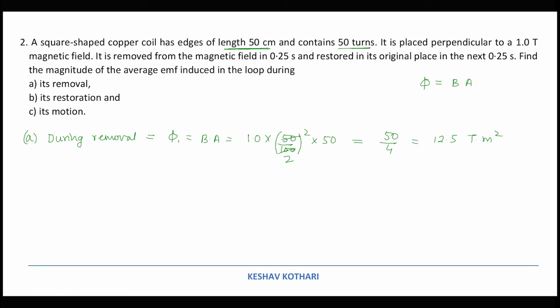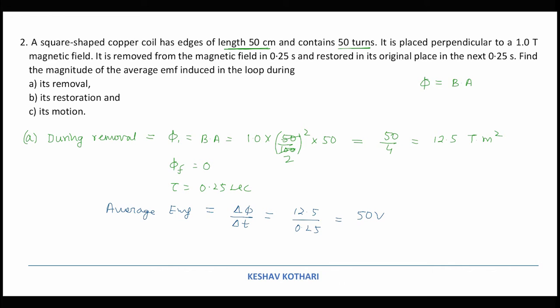Now after being removed, the final flux will become 0, and it is taking a time of 0.25 second. So we can write from here that the average EMF value is equal to change in flux by time taken. If we use this formulation, we can write it as 12.5 divided by time taken, that is 0.25, and from here we calculate the value equivalent to 50 volt.